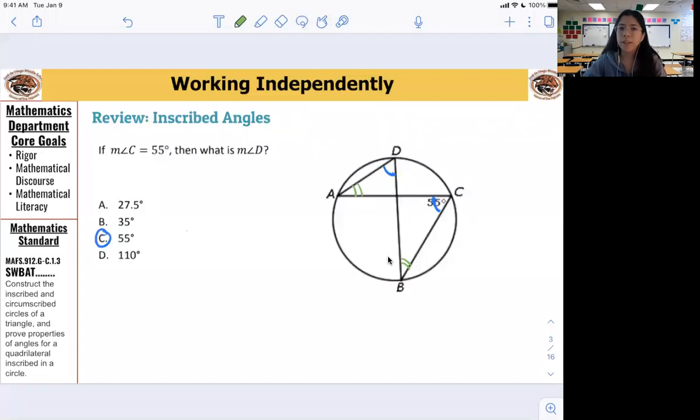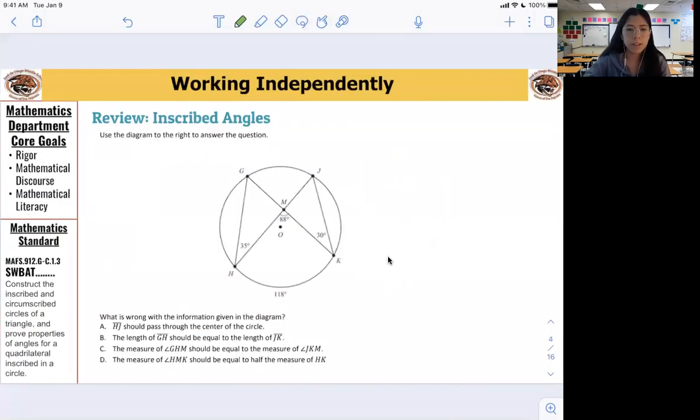Middle one is 90. We don't know that. We can't say that for sure because we don't know the measurement of A or B. Now, do they pass through the center? Do they need to pass through the center? Nope.